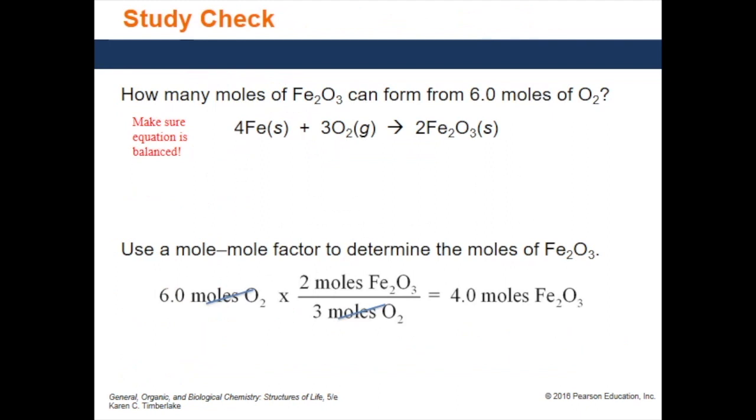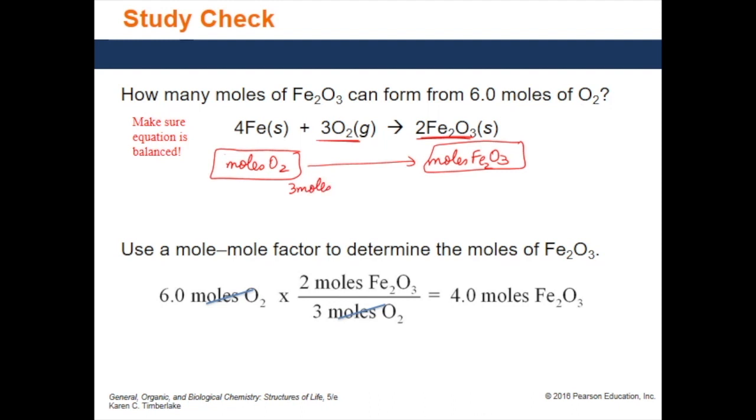So let's try some questions. For instance, how many moles of Fe2O3 can form from 6 moles of oxygen? So what's given to us is 6 moles of oxygen. So moles of oxygen is given to us, and the question is asking to go from moles of oxygen to moles of Fe2O3. Okay, do we have a relationship that relates moles of one to moles of the other? Yes. From our chemical reaction, we can say that 3 moles of oxygen will produce 2 moles of Fe2O3.